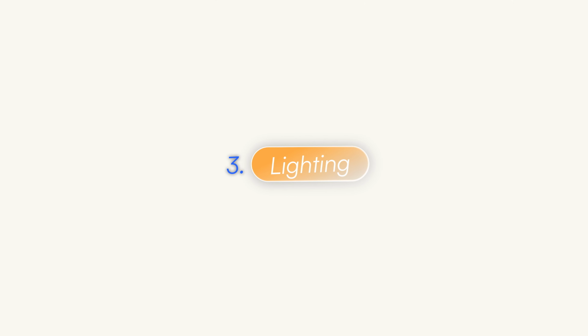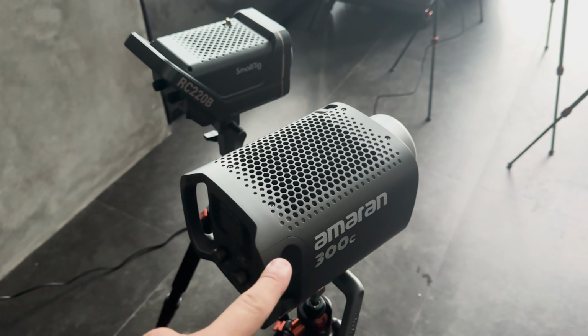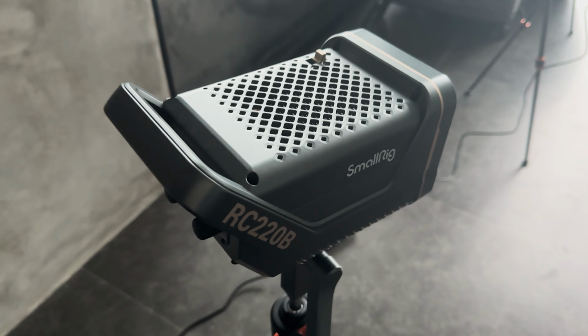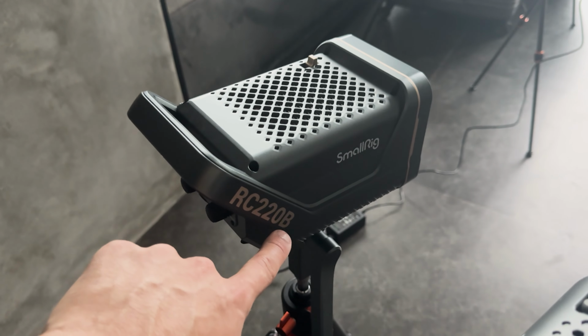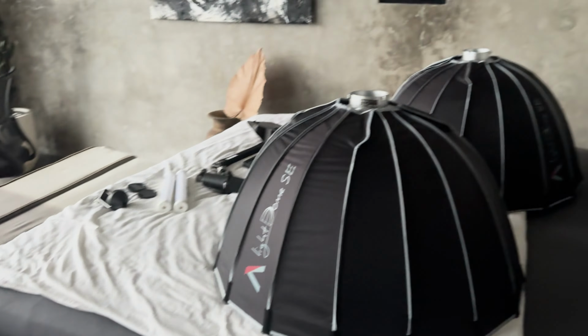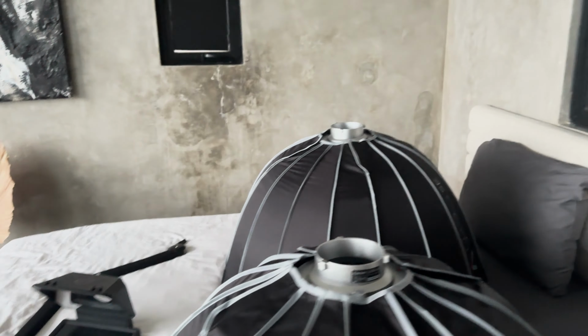The final part is lighting, perhaps the most important part that will help you transform a studio from looking like this into this. For lighting, I have two options. I have the Amaran 300C and I have the SmallRig RC220B. B stands for bicolor, meaning it can be warmer or it can be colder. And then for each one of those, I have the light domes.